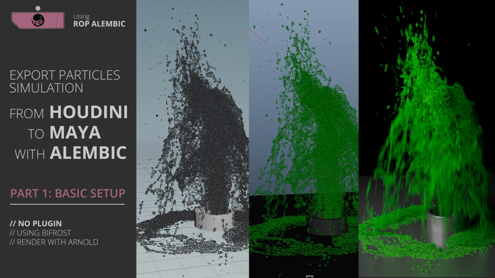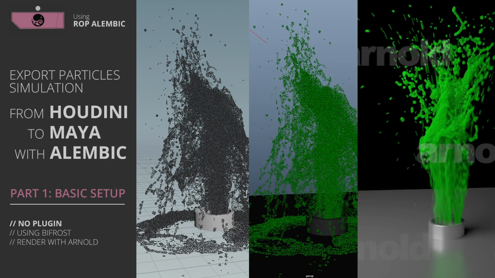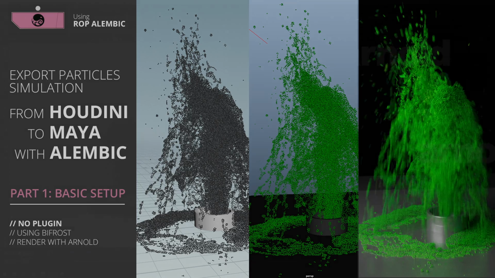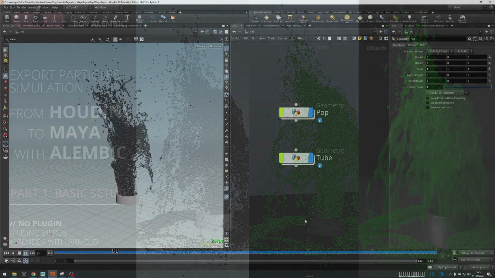Hello everybody, I would like to show you how to export a particle simulation from Houdini to Maya using Alembic format. Hallelujah, it's possible now thanks to Bifrost. Okay, so let's dive inside.